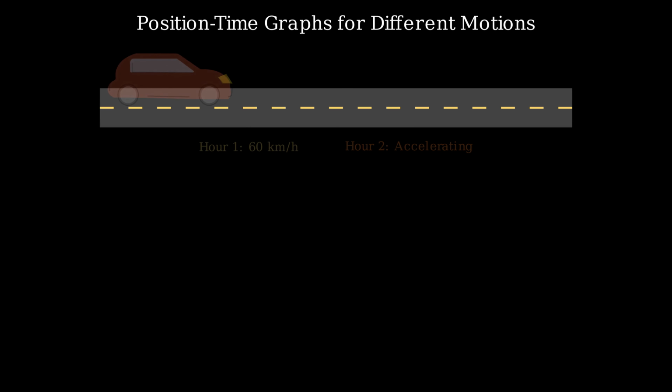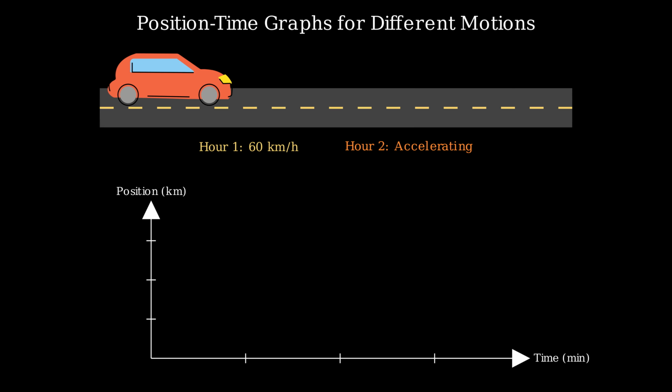Imagine a long road trip. For the first hour, you maintain a constant speed of 60 kilometers per hour. For the second hour, you accelerate from 60 to 80 kilometers per hour. How do these two segments look on a position time graph?